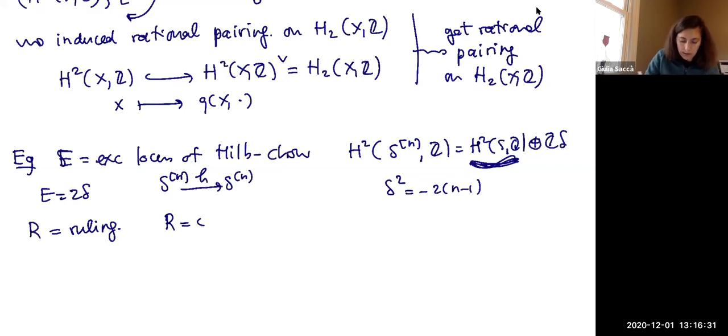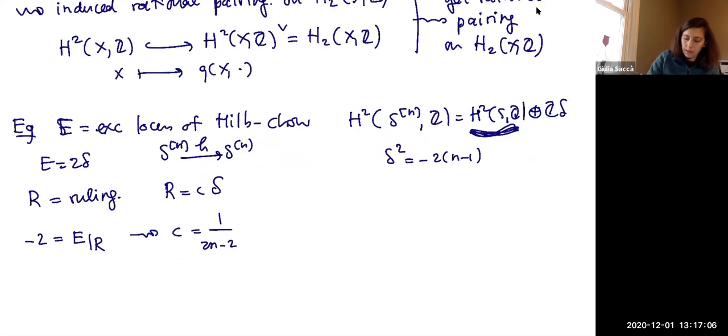So we know that there exists a constant such that R is a multiple of this class delta, and we want to compute what this multiple is in order to compute the Beauville-Bogomolov square of this curve R. Since the intersection of E with R is just minus 2, it's the canonical class of P1, then we get that the multiple is this rational multiple here, 1 over 2n minus 2. And so this gives the Q of R, minus 1 over 2n minus 2.